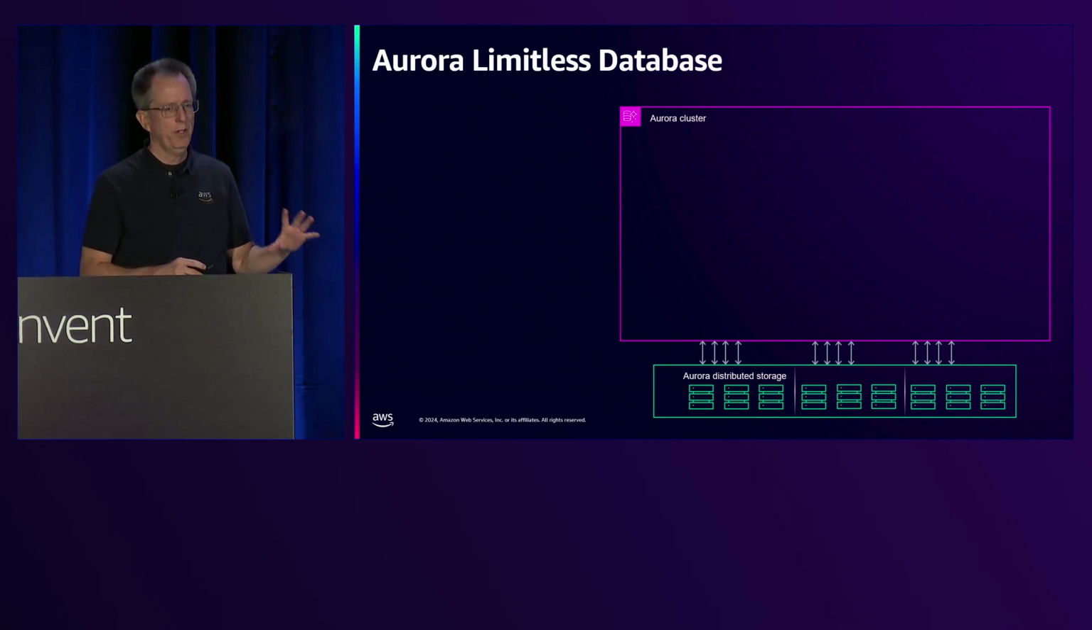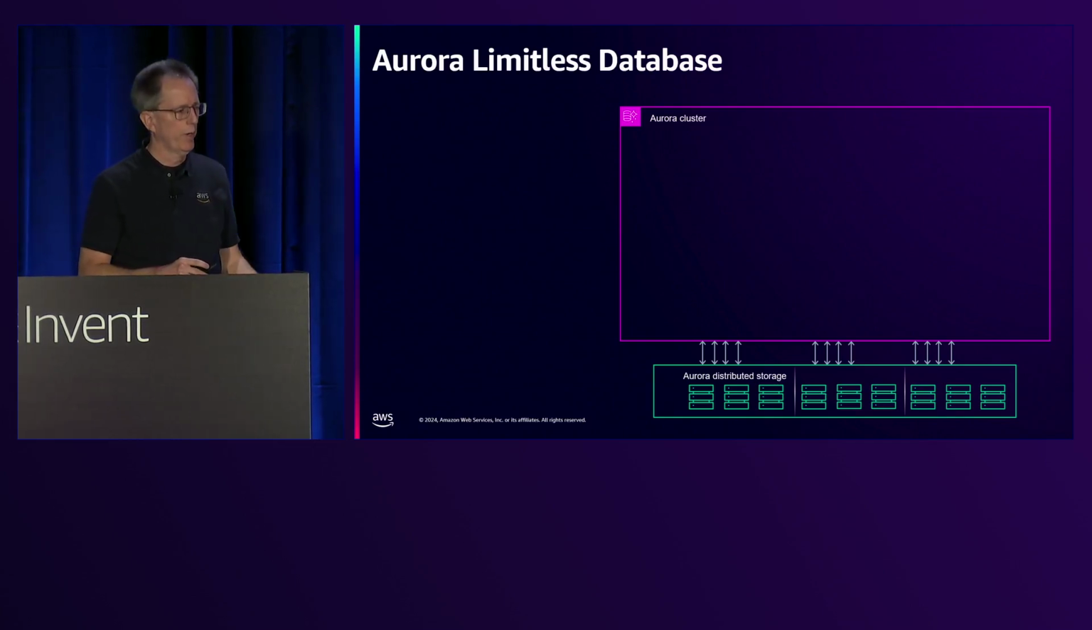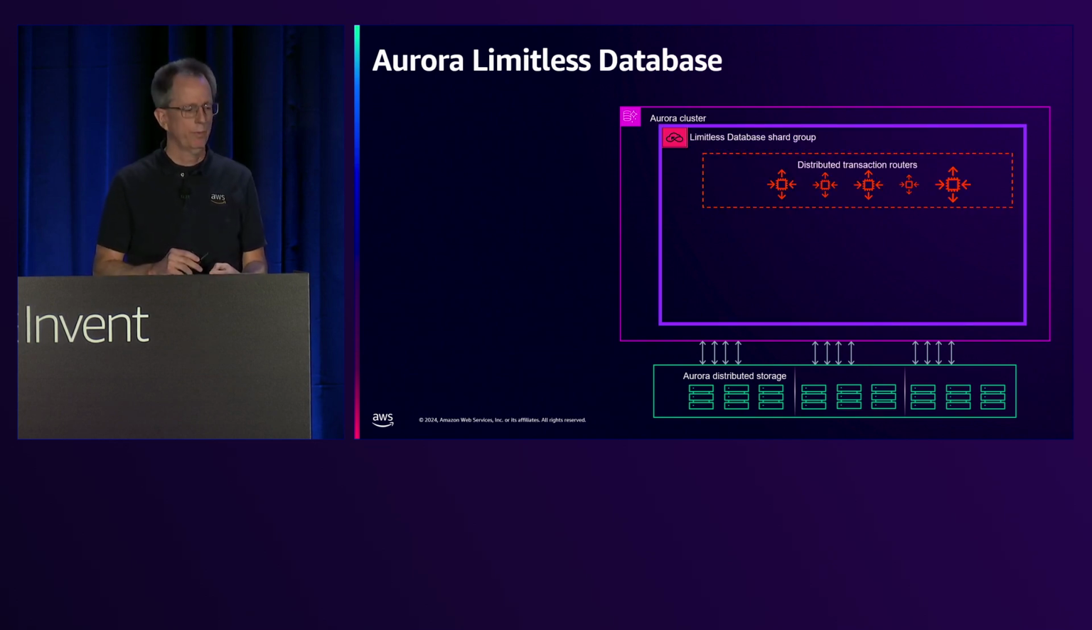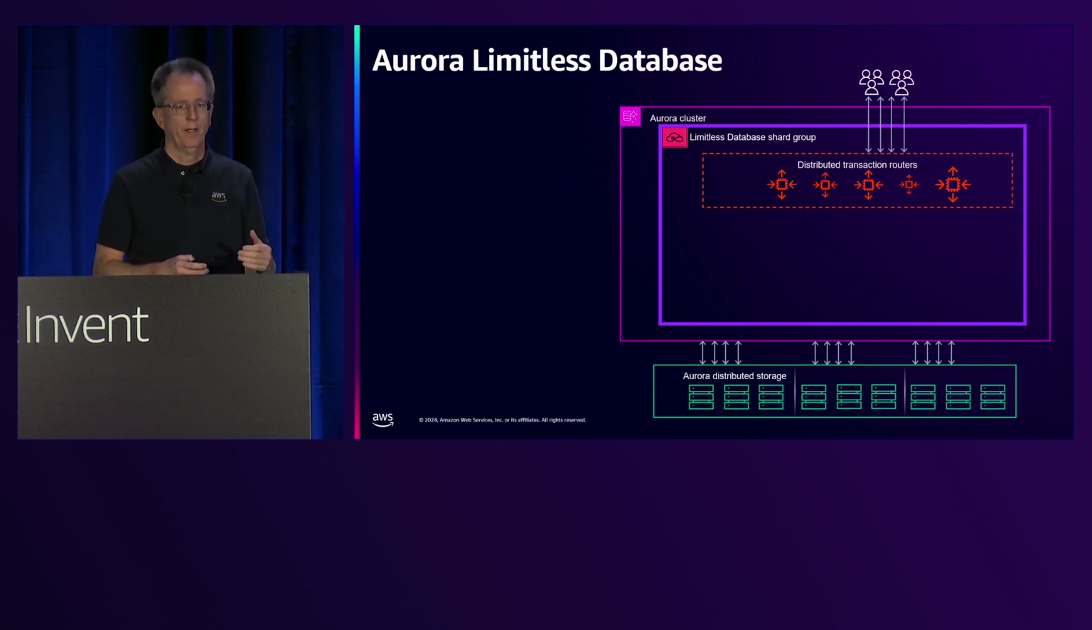And it's still in your normal Aurora cluster. And this slide's a little different because we've made some changes since we did preview. We've gotten rid of the regular instances in the cluster. And now you just have the Limitless shard group. So as part of the Limitless shard group, you have this thing called the distributed transaction router layer, which has multiple things in it. And that's what you connect to.